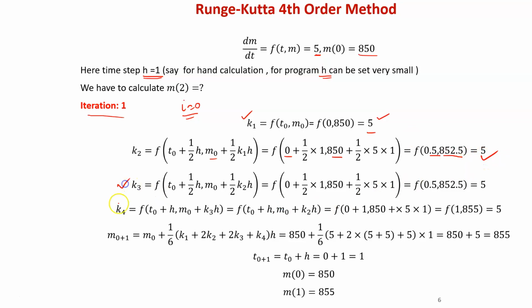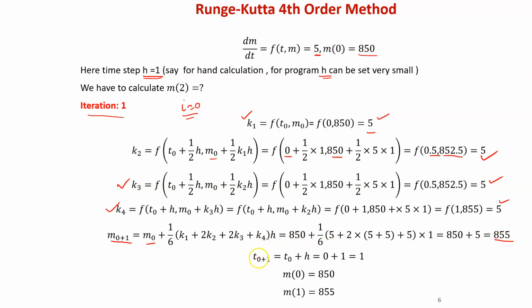Similarly k3 and k4 we will get as the constant value 5. I will show another problem, when we calculate simultaneous ODEs, and how k1, k2, k3, k4 vary, I will show you there. Now we can easily calculate m1, that is m0 plus 1/6 (k1 plus 2k2 plus 2k3 plus k4) into h. So we can easily get 855.